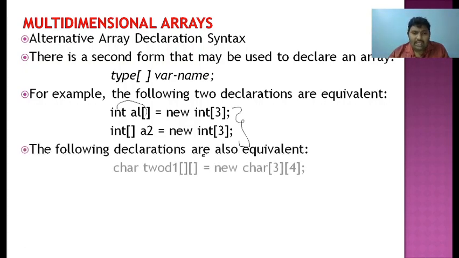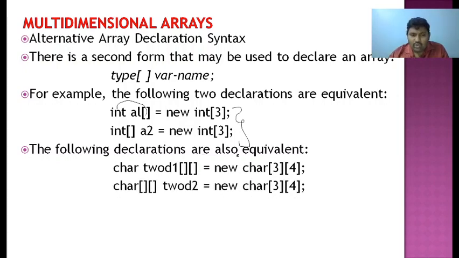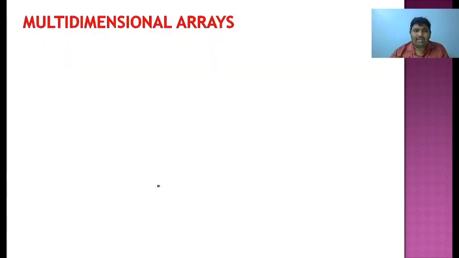Again, see this. Here I have a character array. This particular character array is also similar; these square brackets we can move next to the data type also. So this is the alternate declaration of arrays. This is the second method of how we can declare arrays.